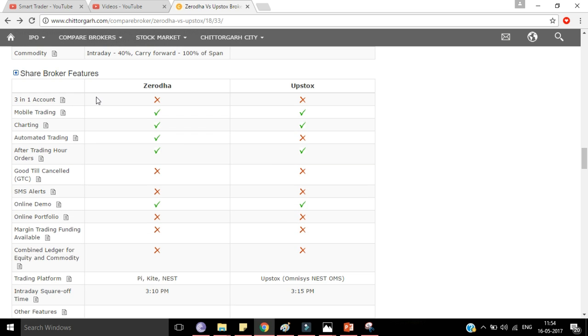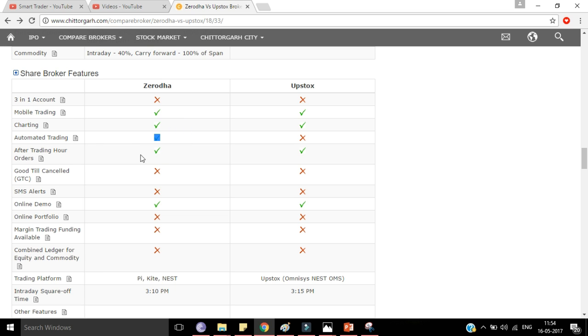Now let's go to the features of these two, Zerodha and Upstox. Let's see if they're providing a 3-in-1 account. No, both don't provide a 3-in-1 account. Both provide mobile trading for you guys as well as charting, which is very, very important for us. Talking about the automated trading, this is mainly provided by Zerodha but not by Upstox. This automated trading is not required for most basic or beginner traders, but as and when you grow up and become a pro trader, I think this feature is really great. So as an overall experience, I would say a thumbs up to Zerodha for this feature.